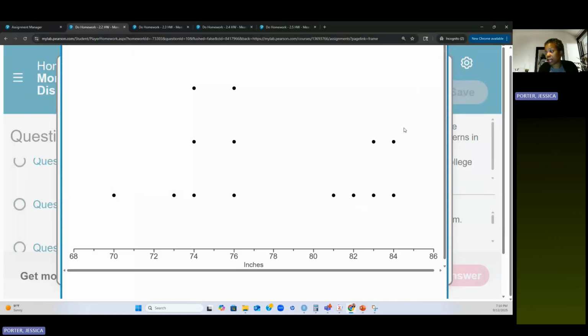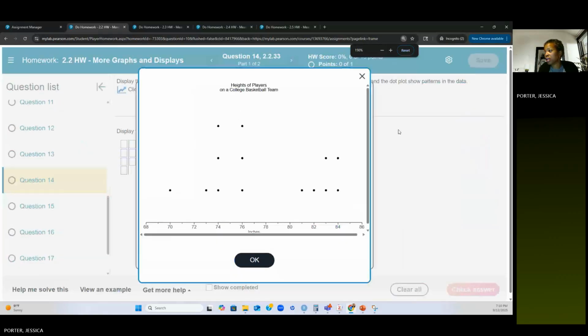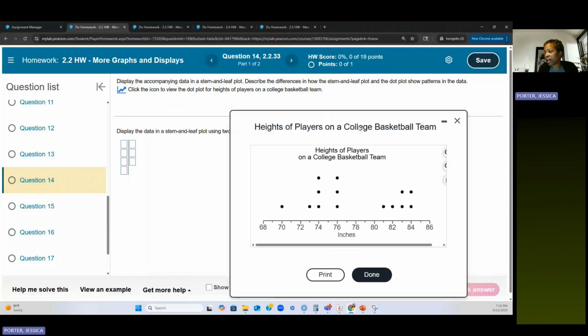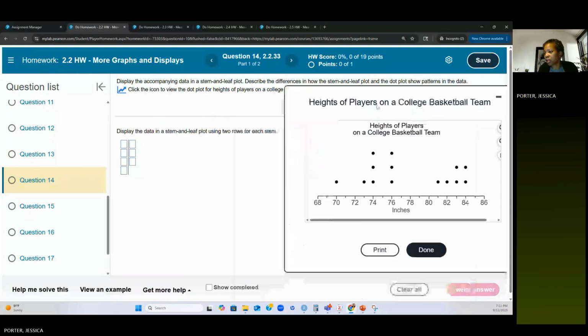So let's see what they're asking us to do with this. And we're going to get more into dot plots, and that's just a brief look at what a dot plot does and what it looks like. But we need to fill in, display the data in the stem and leaf plot. So given the data that we have, what are our stems going to be?